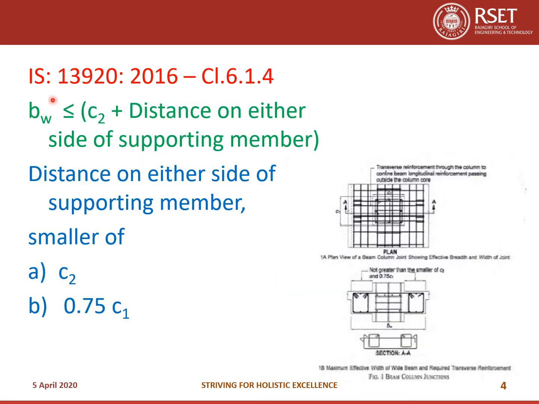Regarding the width of the beam Bw, it shall not exceed the width of the supporting member plus distance on either side of the supporting member. This is the width of the beam Bw. This shall not exceed the width of the supporting member plus the distance on either side of the supporting member. The distance on either side is the smaller of C2, which is the width of the beam, or 0.75 C1, where C1 is the breadth of the supporting member.